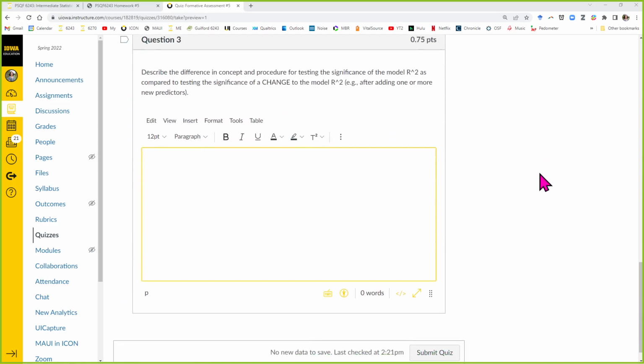All right, question 3 then. The difference in concept and procedure with respect to testing significance of the model R-square as opposed to change in R-square. So how do I know if my model R-square is significant, and what does that mean if it is? Let's start there. How do I know if my model R-square is significantly greater than 0? Look at the p-value, but which one? Of the model. So what is the test statistic associated with that? Where does that p-value come from?